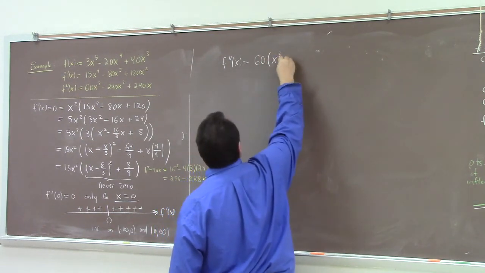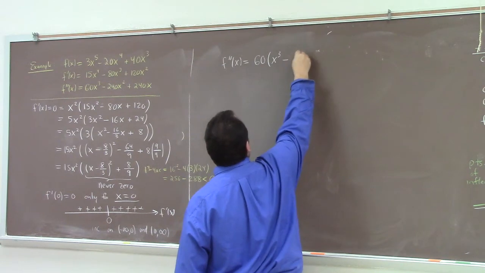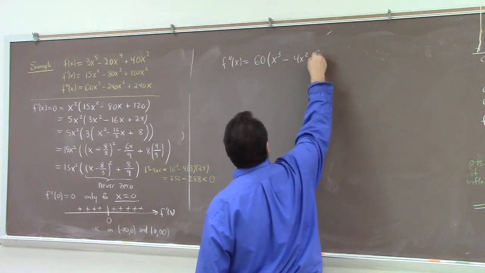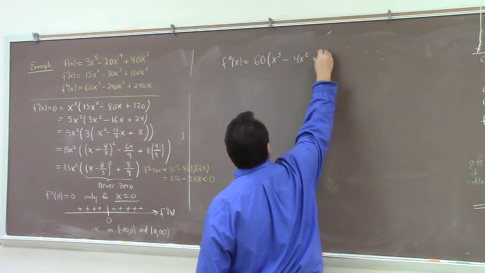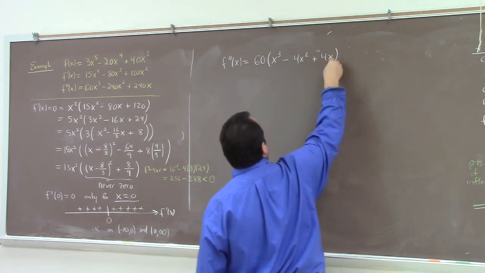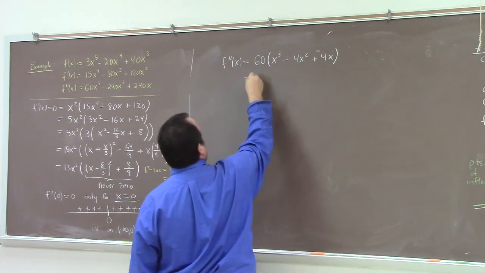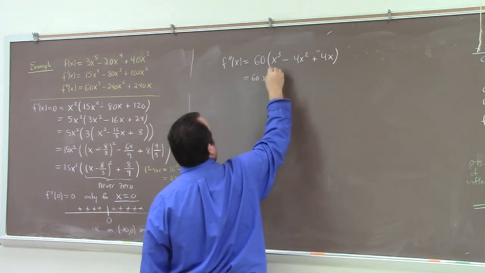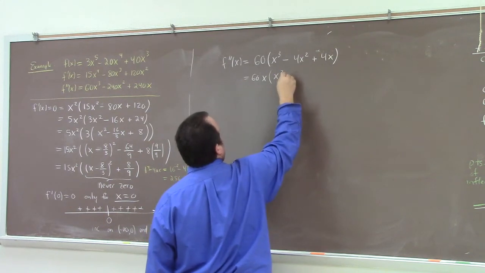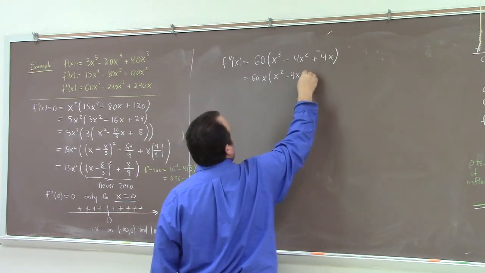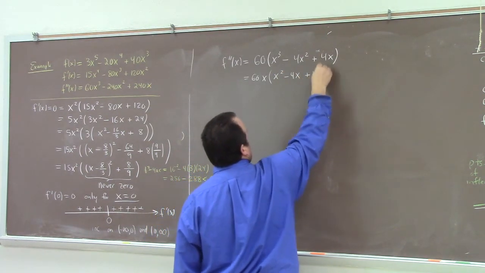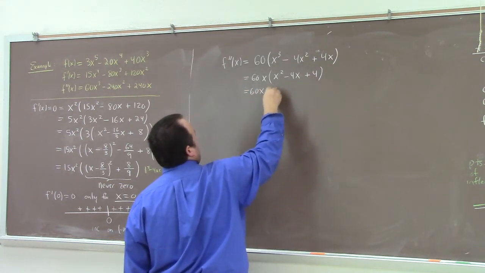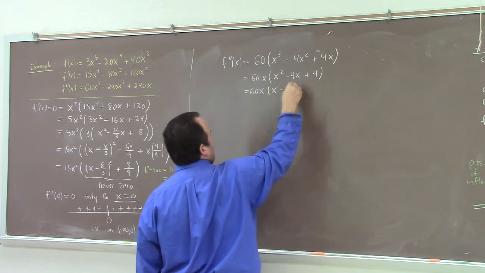60x cubed minus what? 4x squared plus what? 4x, right? Hopefully this one goes a little bit nicer, yeah? Here we've got 60x squared. We can factor x out. Aha! That factors. That is 60x times (x minus 2) quantity squared.